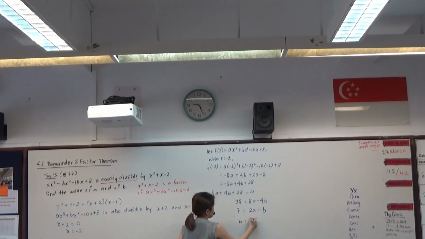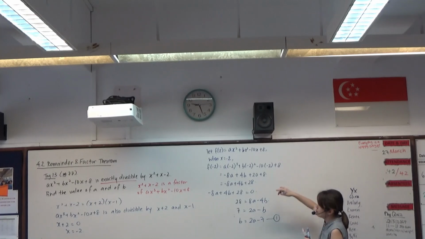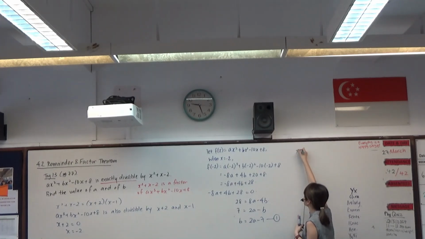By making b the subject, I get b equals 2a minus 7. Surely you have to do simultaneous solving. Okay. We do the same for our other factor, x minus 1.